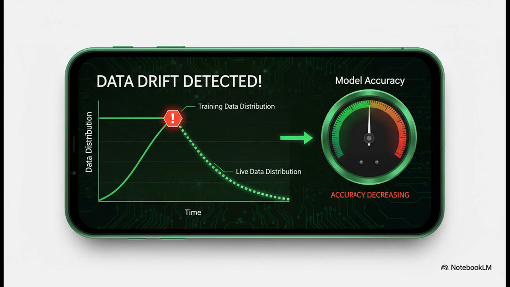Think about it. The world is not static. Customer behavior changes all the time. Maybe a new competitor pops up, or your company changes its pricing plans. When the live data flowing into our model no longer matches the data it was trained on, we call that data drift. And if you let drift go unchecked, the model's accuracy just tanks, and pretty soon it becomes totally useless.